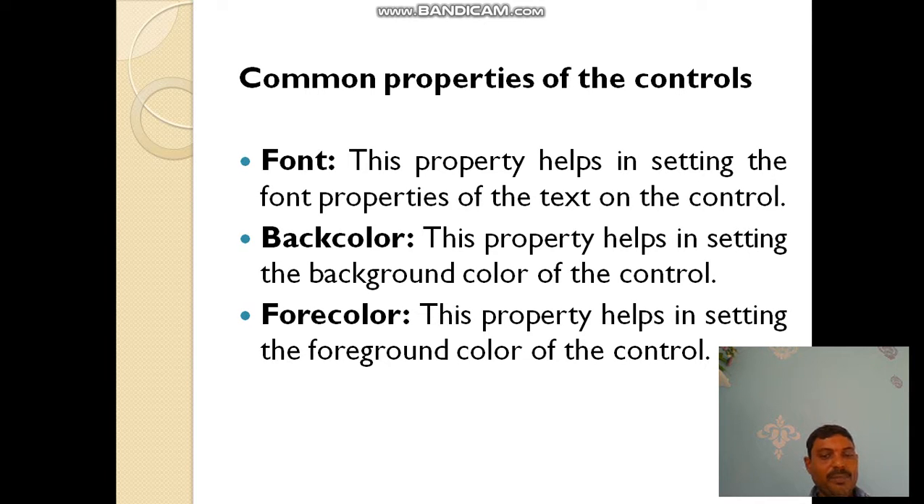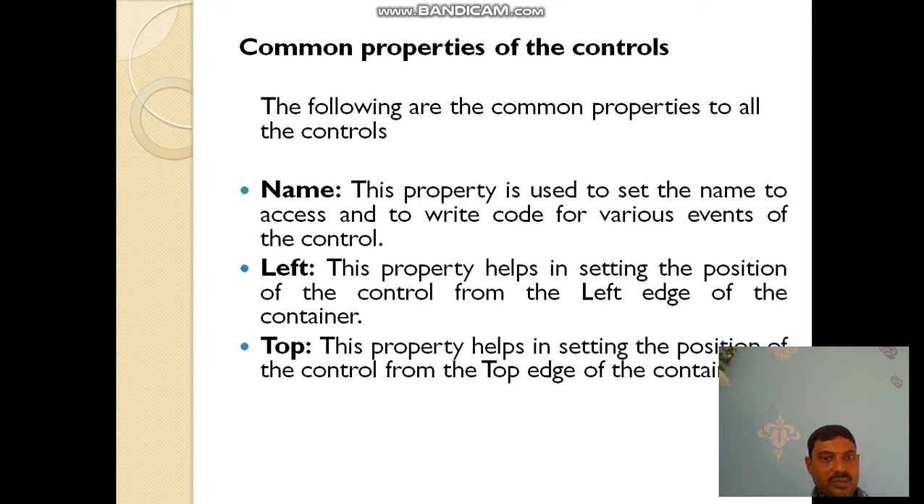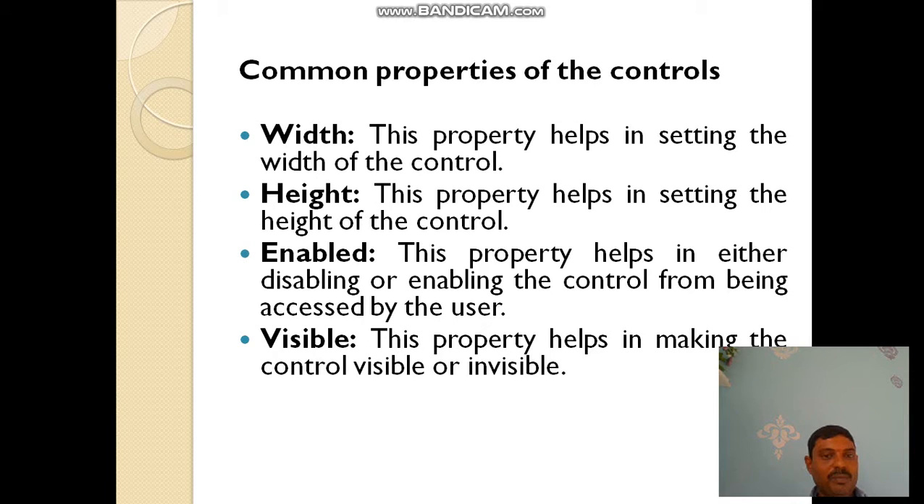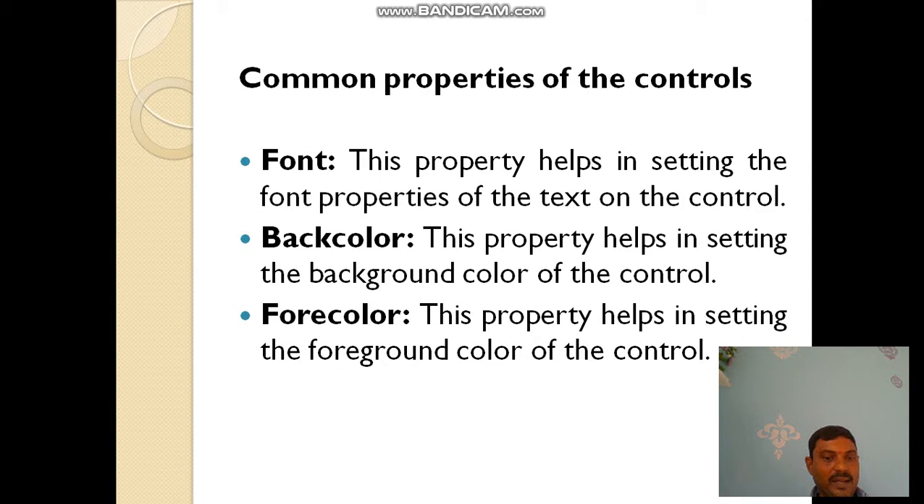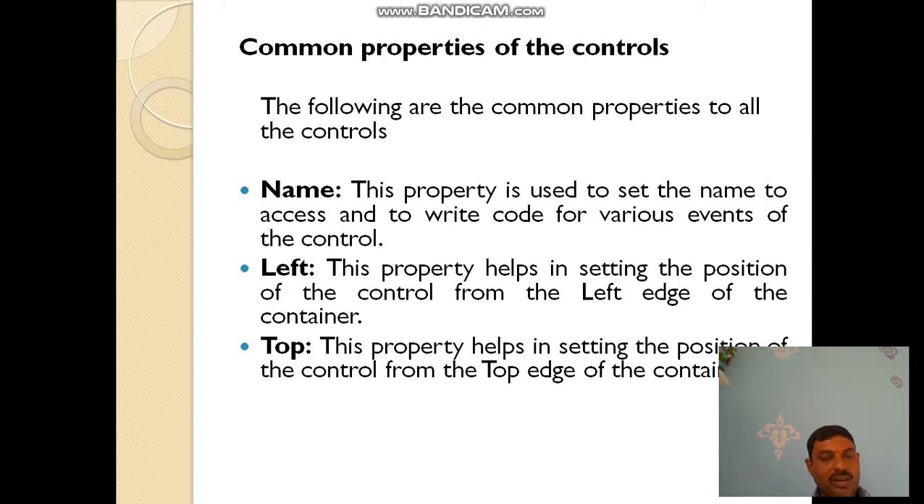Back color property sets the background color of a control. Forecolor property sets the foreground color of the control. So these are all common properties of the controls: name, left, top, width, height, enabled, visible, font, back color and forecolor. These are common to each and every control which is available on the toolbox.